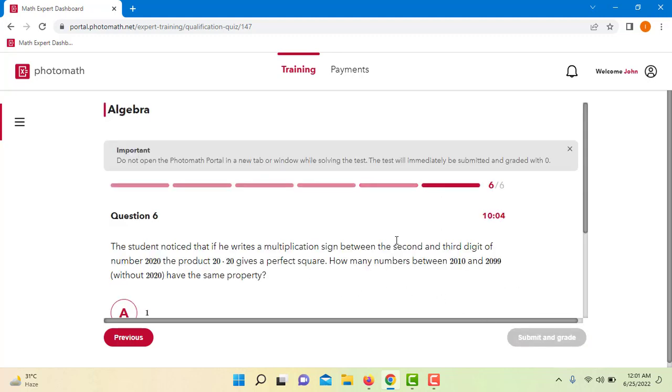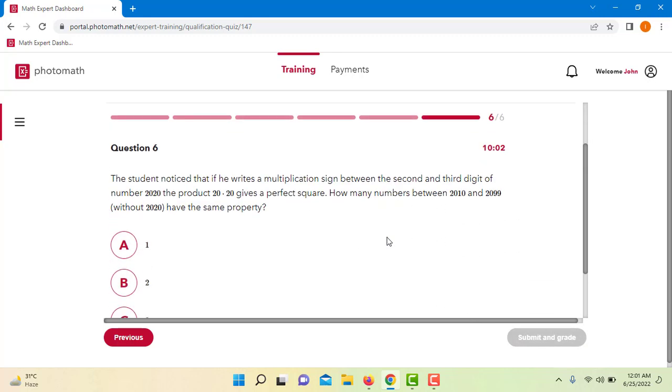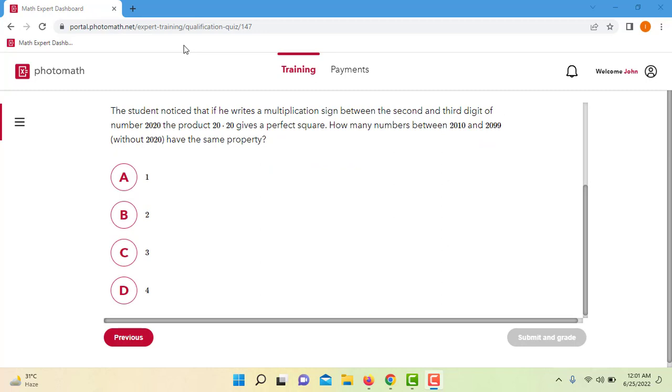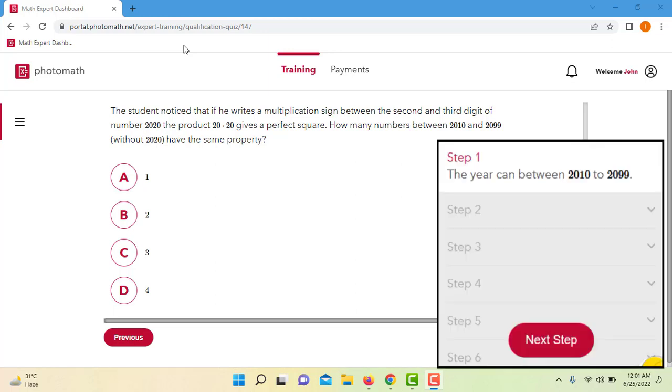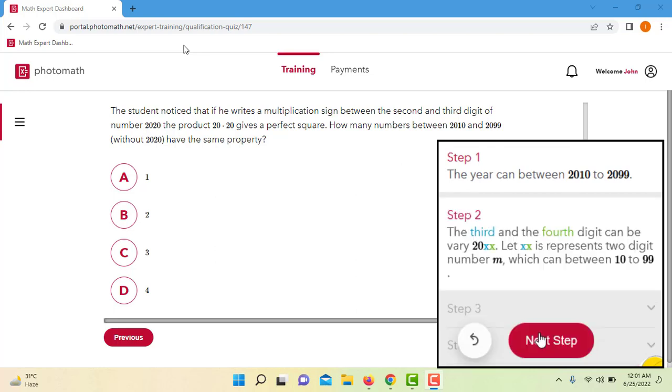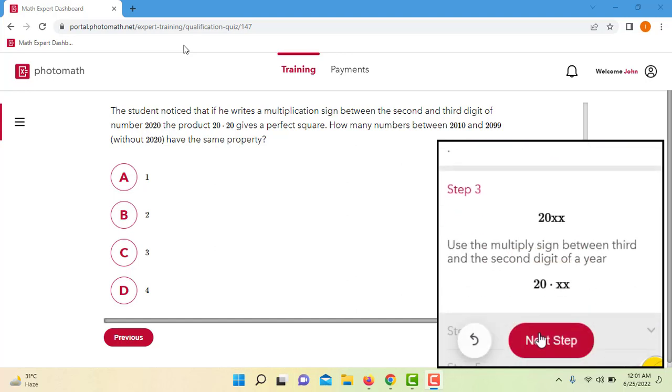If a multiply sign is used between the second and the third digit, it should be a perfect square. So we need to find the number between 2010 to 2099. The third digit and the fourth digit in the year can vary. Since the year can be 2010 to 2099, the third and the fourth digit is represented with X. Let the two-digit number be M, which represents the third and the fourth digit.